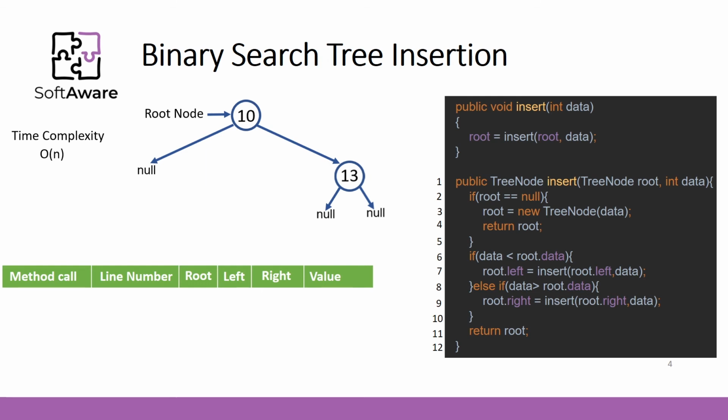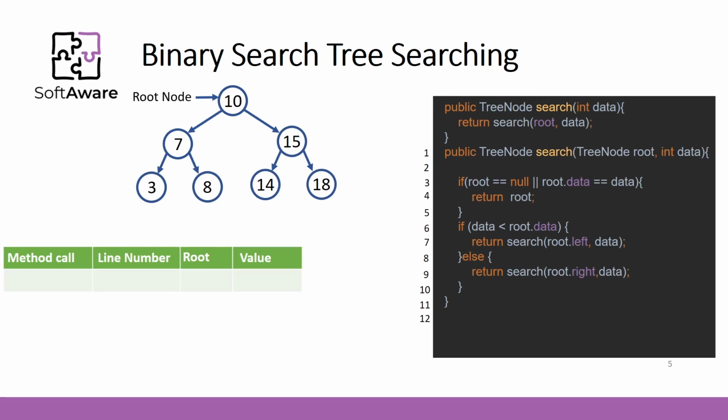This said, let's go on and see the search operation in binary search tree. Search operation is used to search for a data element in a binary search tree and return its value. So from the already formed binary search tree, let's go on and search for a data element of 3.